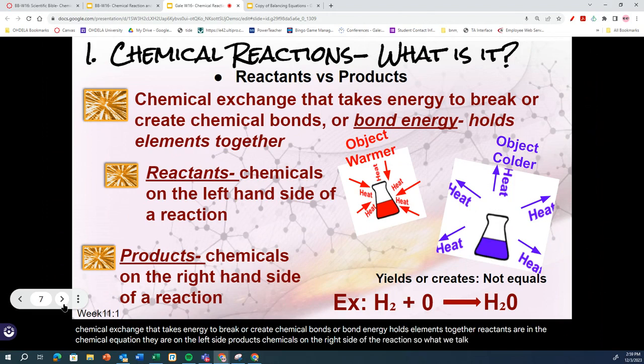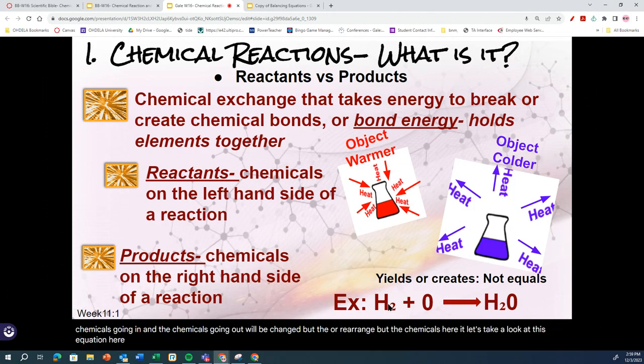So what we talk about is in and out. The chemicals going in and the chemicals going out will be changed, or rearranged. Let's take a look at this equation here. Hydrogen gas plus oxygen yields or creates H2O.